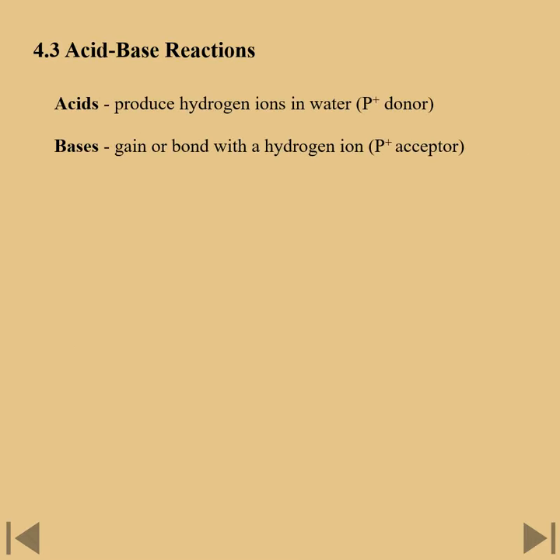Okay, on to acid-base reactions, and there are several definitions of acids and bases that we'll learn about. One is that acids produce hydrogen ions in water. We call these proton donors, and we're calling them protons because once you take an electron away from a hydrogen atom, then all you have left is the bare nucleus, that proton in the middle. And bases gain or bond with a hydrogen ion. Simply, these are proton acceptors.